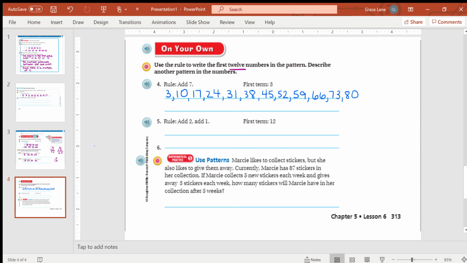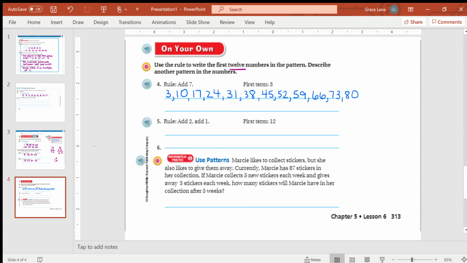Then it says describe another pattern in the numbers. So see if you can find a pattern. I haven't been writing the patterns because I don't want you to think there's only one right answer. There's more than one right answer. I can see that every other number is odd, or they go back and forth between odd and even numbers. You might see another pattern. Go ahead and describe whatever pattern you see. Like I said, I see that it goes back and forth between odd and even numbers, so they alternate between odd and even. When you're ready, go on to number 5.